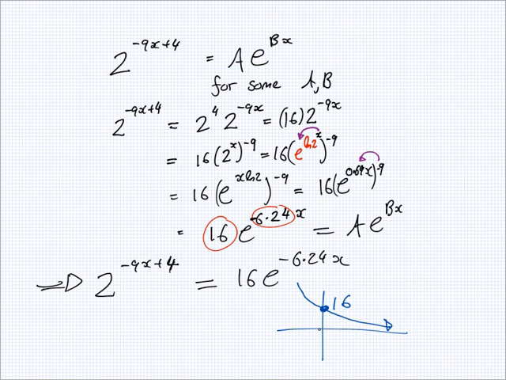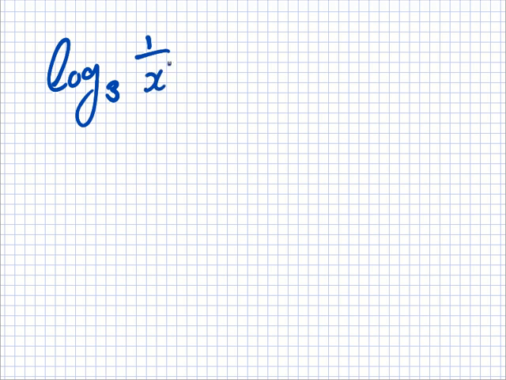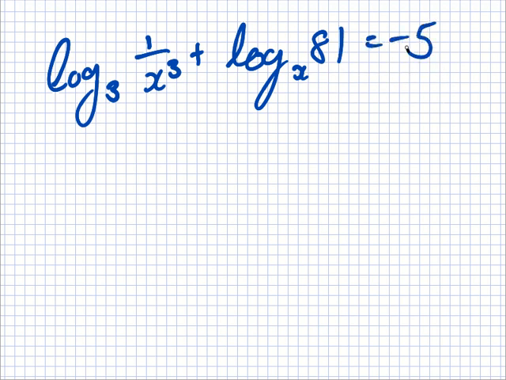Have we got this? Right. Log base 3 of 1 over x cubed plus log base x of 81 equals minus 5. So for this problem, I'm trying to obviously solve for x. Before I even begin, I need to state what the domain is for x. What are the allowed values of x? What values of x can I not use? Definitely can't use 0. And what else?